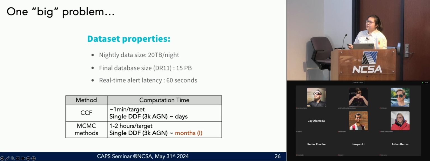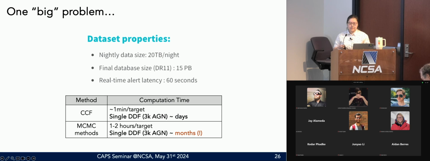So one way to measure lag is you can do a simple cross correlation between the two light curves. It's a very simple calculation, but it is also known to be less accurate. To do cross correlation on a set of light curves, say in a single deep drilling field, would take maybe days or so using current code that was developed. So it's still not too bad.